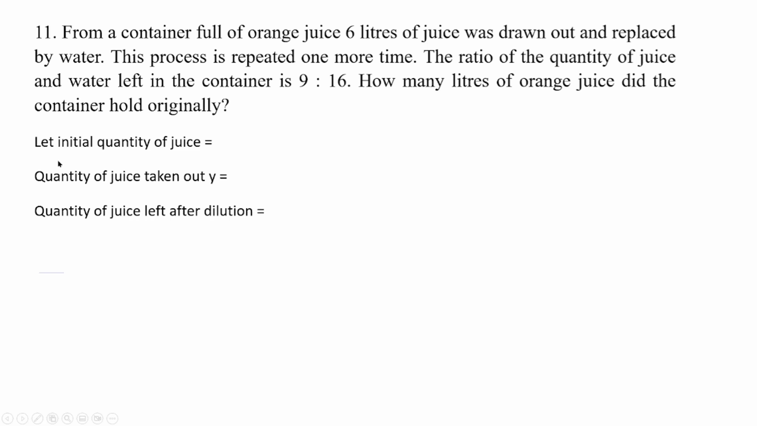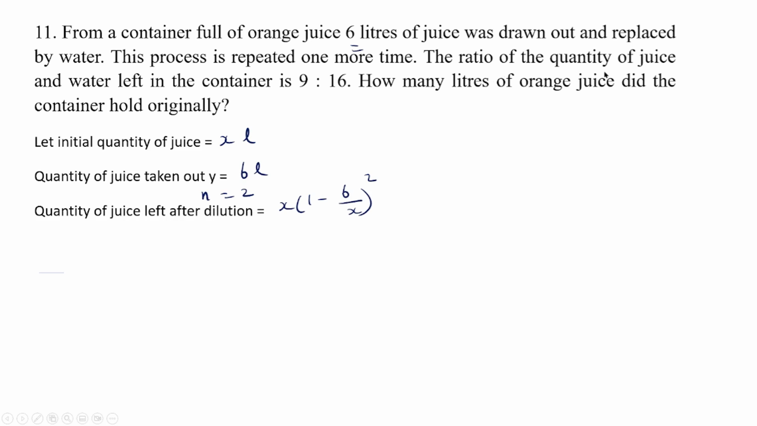So let the initial quantity of juice be x liters. And the quantity of juice taken out, y, is 6 liters. And the process was done twice, so here n is 2. Now the quantity of juice left in the container is given by x into 1 minus y by x, so it is 6 by x, the whole square.